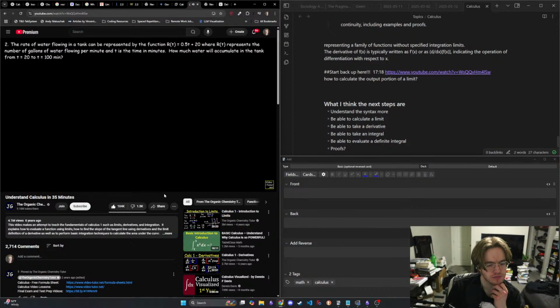Remember, derivatives will help you to find the rate at which something is changing. But integration is the process by which you can determine how much something accumulates over time. And so this is an integration problem.